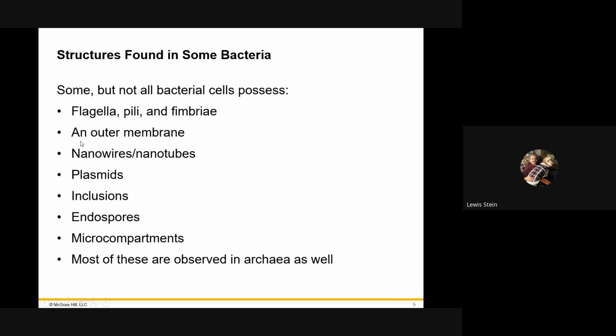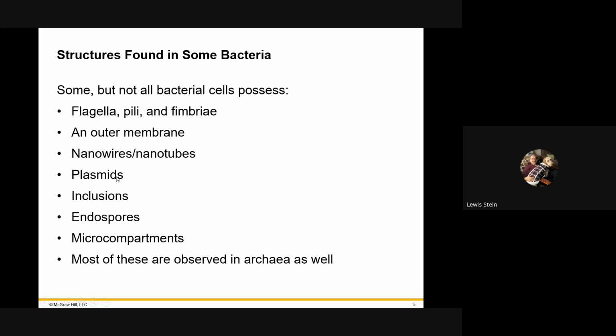So the outer membrane is not the same as the cell membrane. Gram-negatives have an inner and an outer. Nanowires and nanotubes are relatively recent discoveries of structures that play a role, like with flagella, with positioning and movement. So they're not a big deal for us.